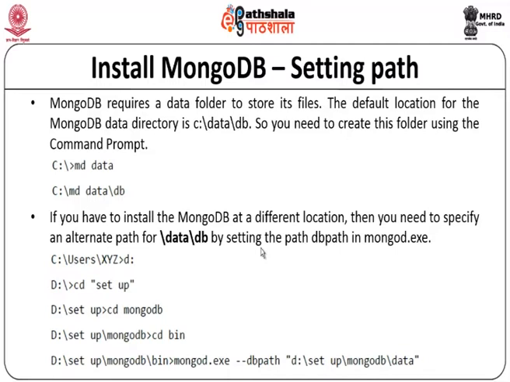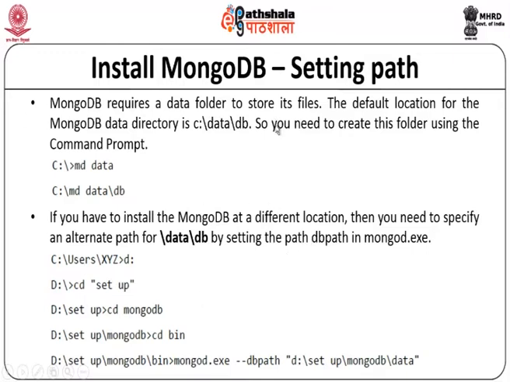MongoDB actually requires a data folder to store its files. The default location where MongoDB data will be stored is the directory C:/data/db. So, you have a directory named db inside the data folder in your C drive. You need to create a folder like this. If you do not have a folder like this, create it using the command prompt, using the make directory command, and then you will have to set the path.